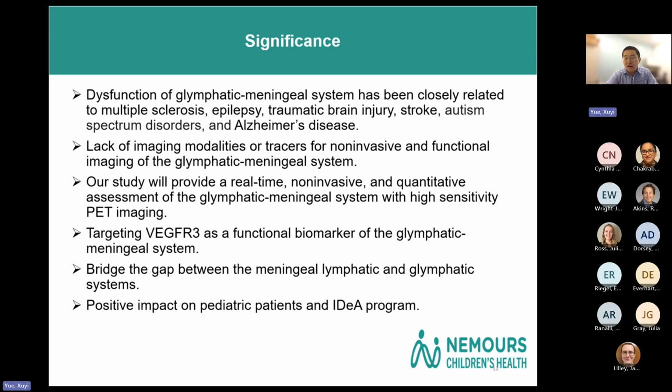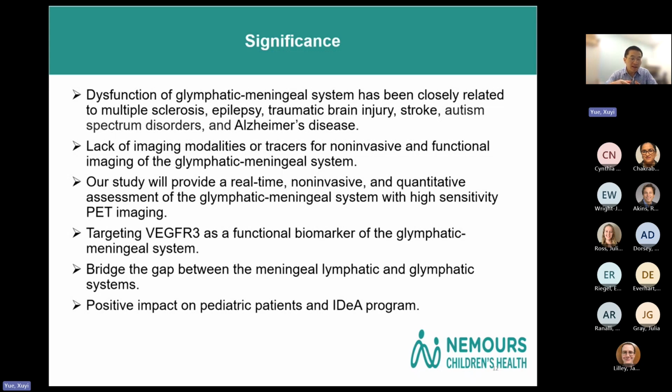However, there is currently a lack of imaging modalities and tracers for non-invasive imaging of the lymphatic system. I showed that the majority of studies use fluorescence dye methods. So what we are trying to do is use a PET imaging tracer labeled with F18 to look at the lymphatic system. The first step is to look at the whole brain lymphatic system by targeting the biomarker called VEGFR3.